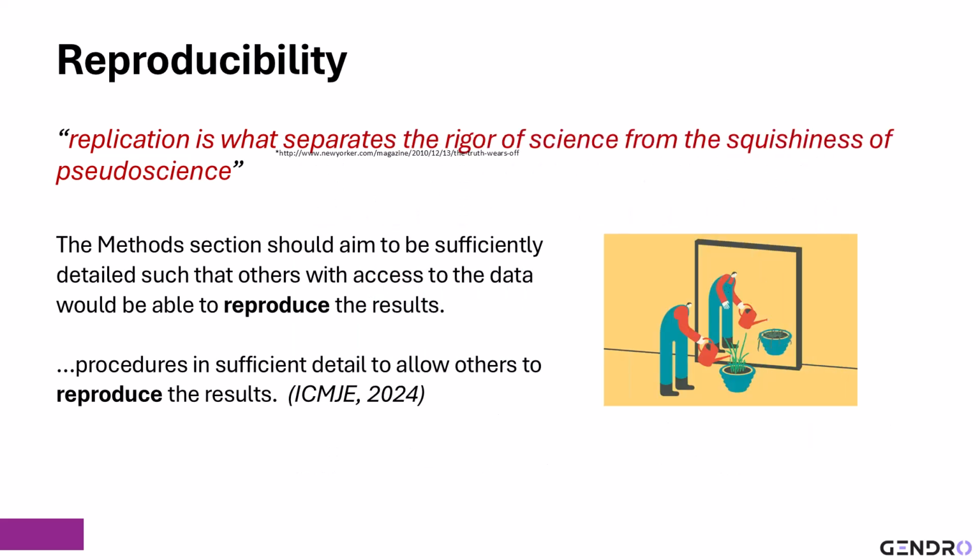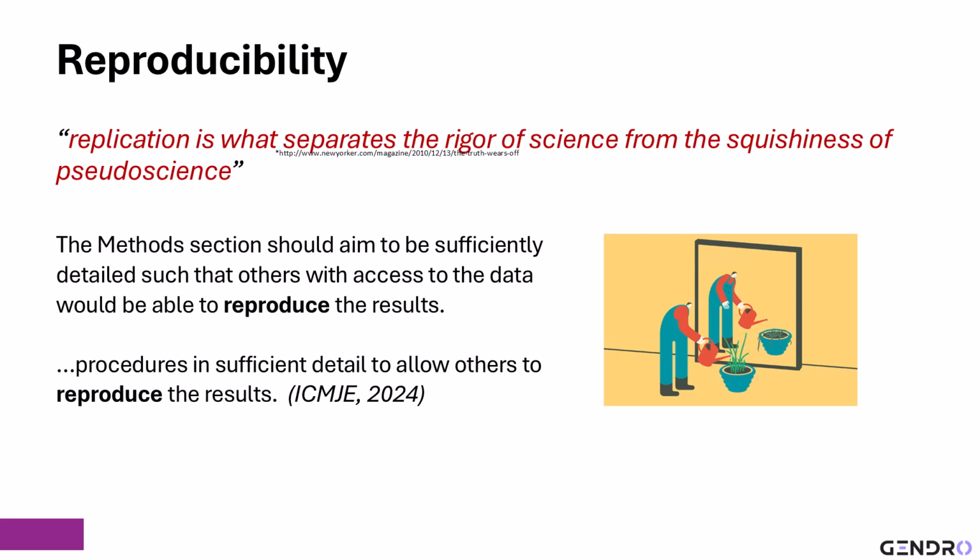As mentioned, reproducibility is really a cornerstone of science. And it was an interesting quote that I liked, that replication is what separates the rigor of science from the squishiness of pseudoscience. And we know that in our education as scientists and researchers, in a variety of guidelines, reproducibility seems to be a very important point that we all strive for, but not considering the differences of sex and gender in research and not reporting that can really undermine reproducibility, and as such also cause a waste of research.